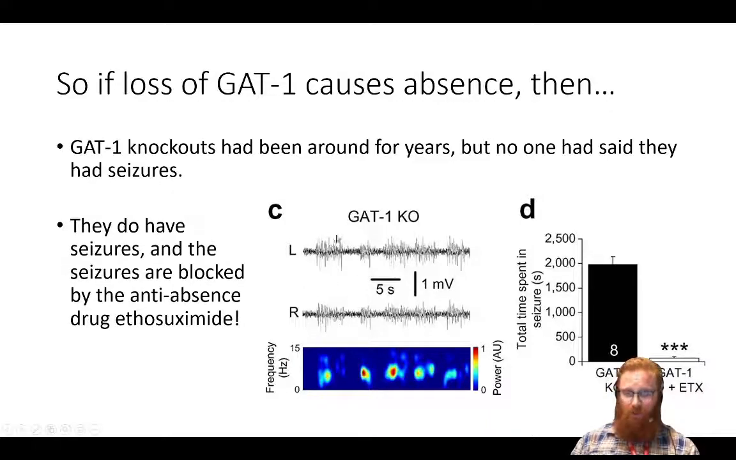And so when they put an EEG electrode in the GAT1 mice, they saw the spike and wave discharge. And more importantly, and this is, I think, really crucial, the classical anti-absence drug ethosuximide, which doesn't stop tonic-clonic seizures or medial temporal lobe seizures, it only stops absence epilepsy, basically completely cures the GAT1 knockout mice of their seizures.